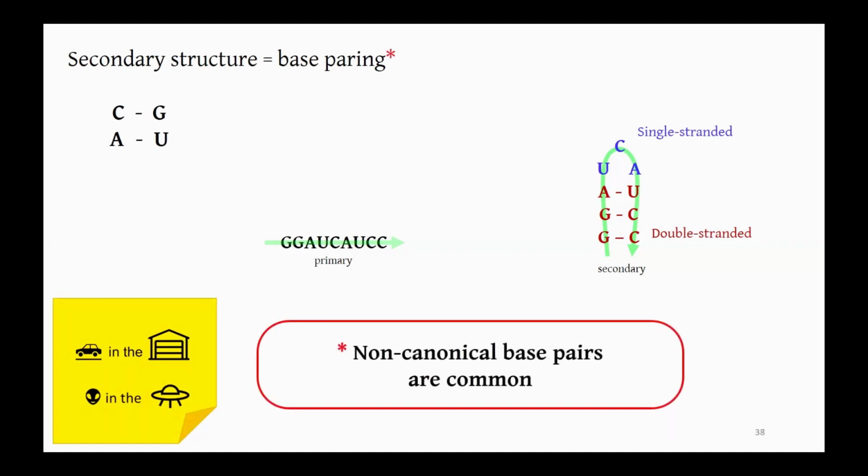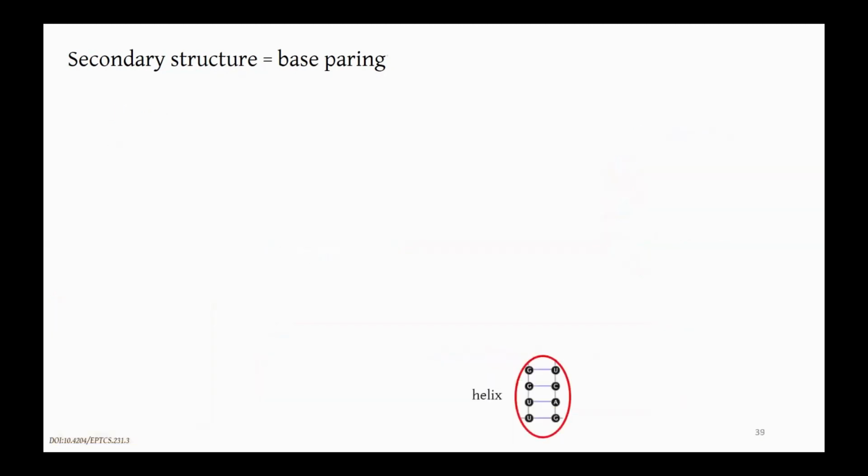You should be aware that non-canonical base pairing, for example AG, can occur and is actually pretty common, and this is the way RNA can fold in the vast range of structures. Let me show some examples. Often RNA folds into a helix like so, and this element is called a loop. Together they can form a structure which is called a hairpin.